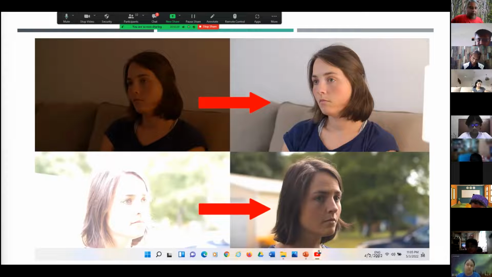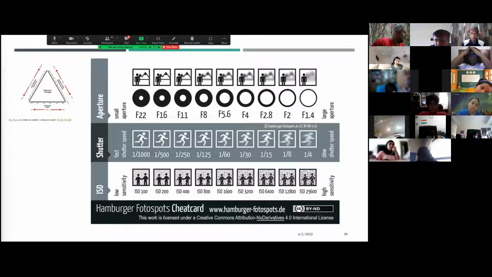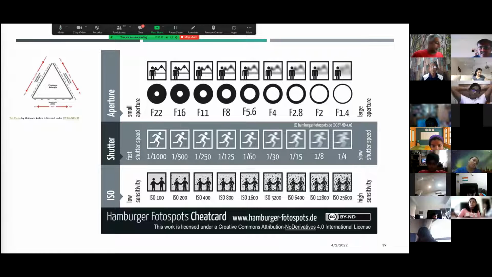Okay, now this is what I call a cheat sheet, which helps us set the right combination of ISO number, shutter speed, and aperture for whatever kind of photography you're doing. This is also available on the internet. It's called the cheat sheet for photography, showing the relationship between the ISO number, the shutter speed, and the aperture. So we don't have to memorize what I just told you. Okay, so that's the technical part.